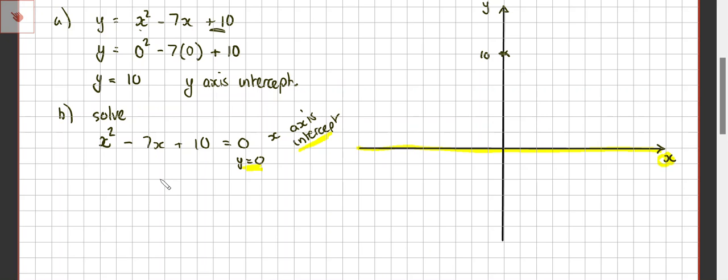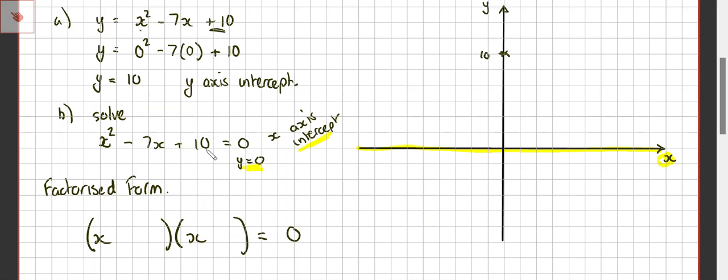So how do we do that? What's the first thing we need to do? What form do we need to put it in? Factorized form. So let's do factorized form. I can always print this out afterwards. Can you remember the factorized form? How do we get it? So we've only got 1x squared, so x and x. What multiplies to make 10?